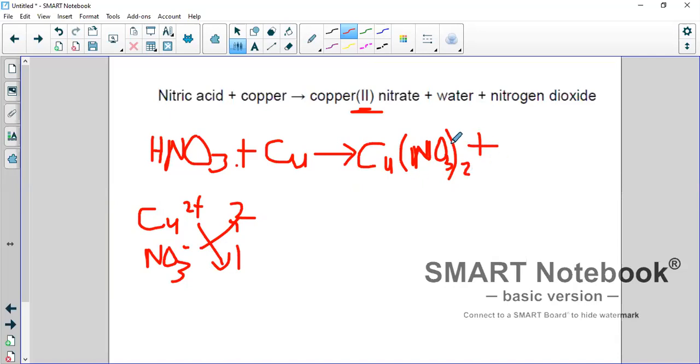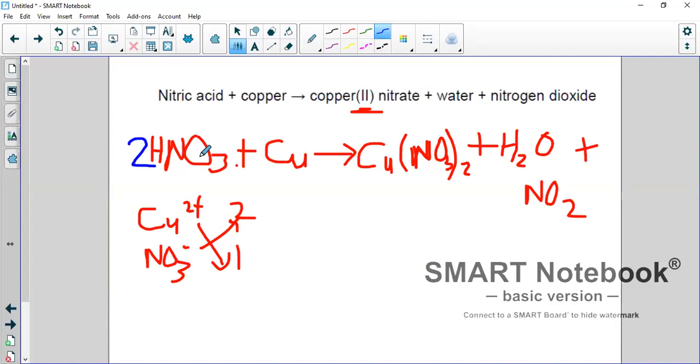Plus, you've got your water. Formula for water is H2O. Plus your nitrogen dioxide. Nitrogen dioxide is your NO2, just like carbon dioxide. The question says we need to balance this, right? So let's balance it. Hydrogen here, we've got 1 on the left-hand side. On the right-hand side, we've got 2. So the hydrogens are not balanced. Nitrogen, we've got 1 here and 2 there. So we need to put a 2 here, so that the hydrogens are now 2, the nitrogens are now 2, here they are 2.